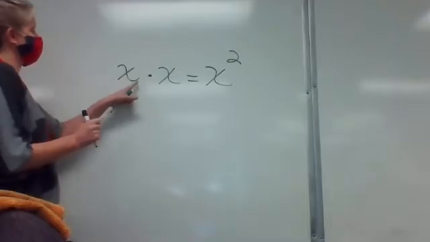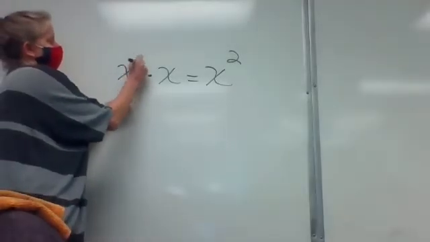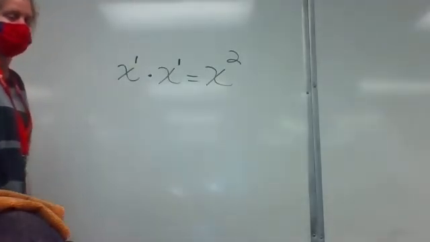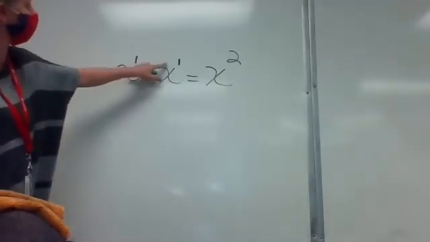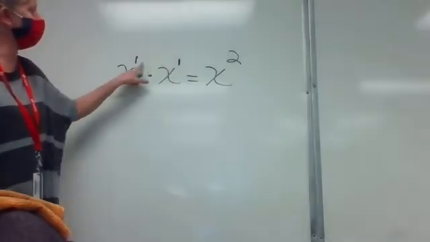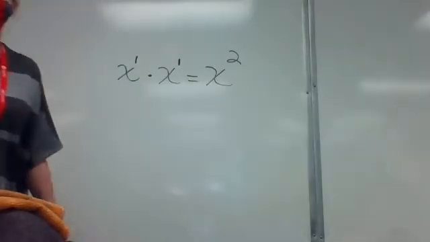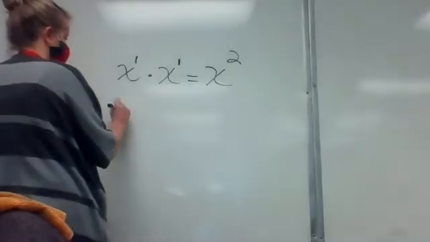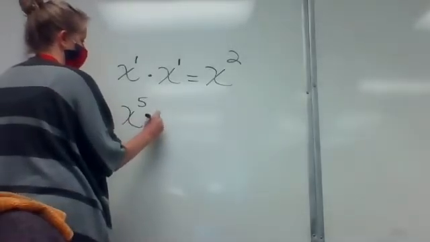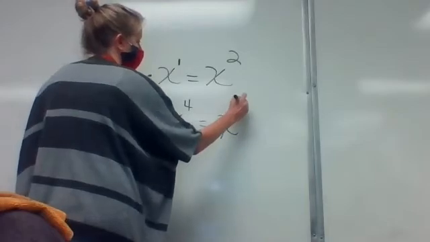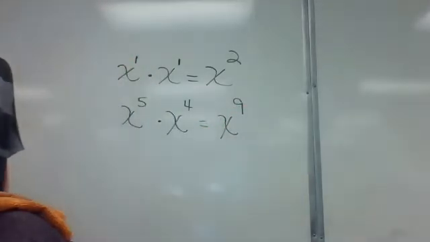So when you see a letter, but if it doesn't have an exponent, it's automatically a 1, right? There's a lot of understood ones in math. So what actually happened here is when I multiplied these same letters together, I added their exponents. So that's why it turns into x squared. So same thing here. If I have x to the 5th times x to the 4th, that's going to give me x to the 9th.